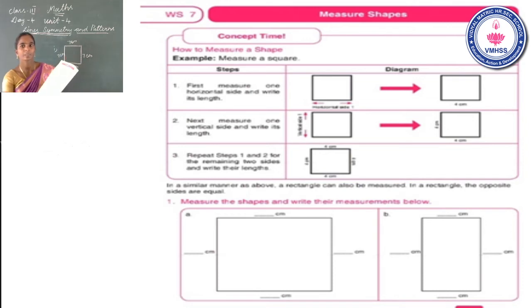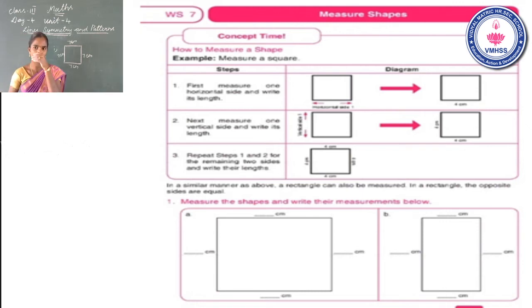First example, measure a square. There are 3 steps given. First step, measure one horizontal side and write its length. Second step, measure one vertical side and write its length. Third step, repeat steps 1 and 2 for the remaining 2 sides and write their length.